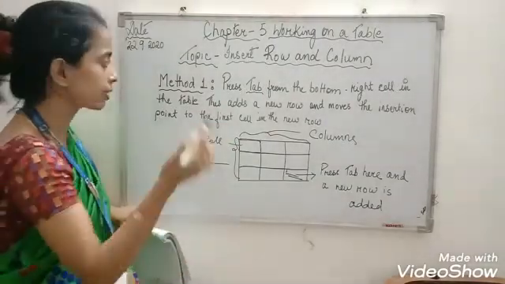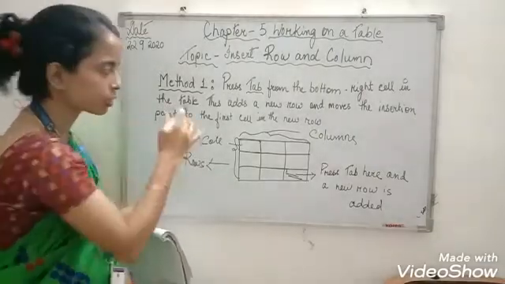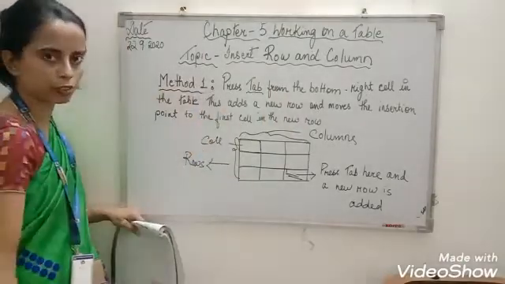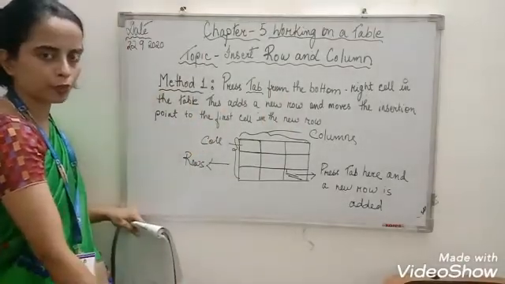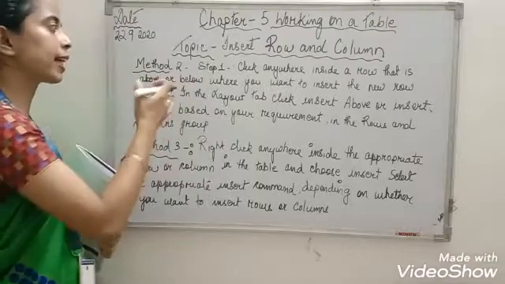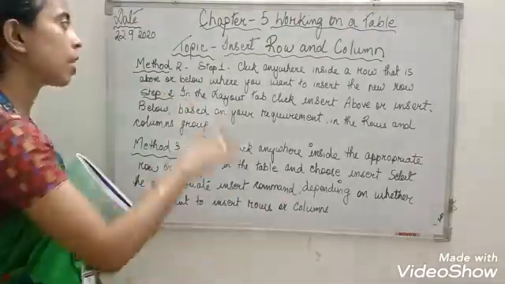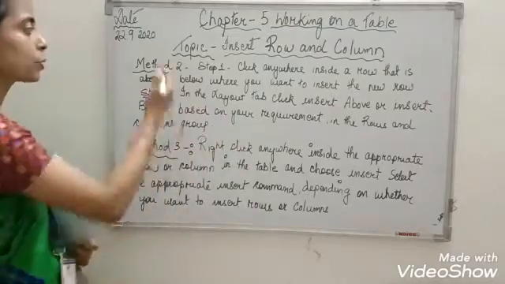Now the second method. 3 methods are there. This is the first method. I hope it is clear what to do. Now the second method I am going to explain to you. Right. Children, the second method, how to insert row and column. As method 1 I have explained to you, now method 2 and method 3. So what is method 2?